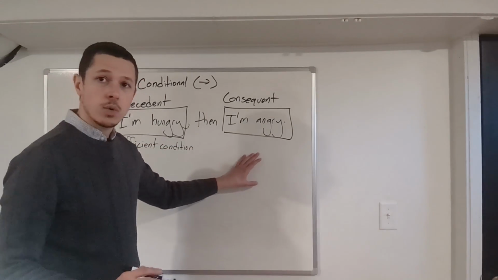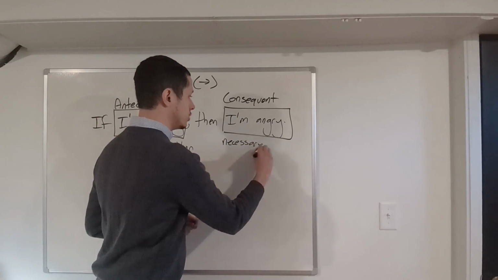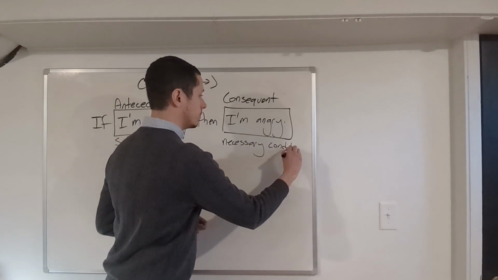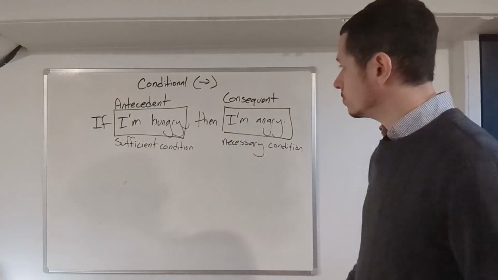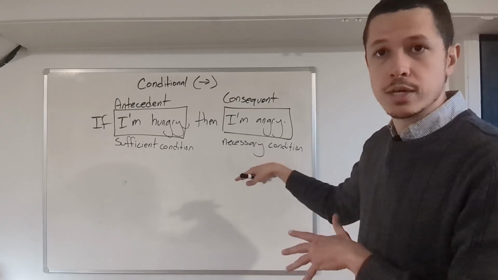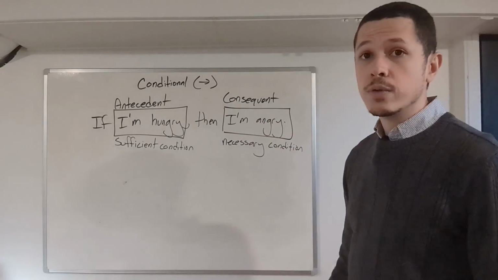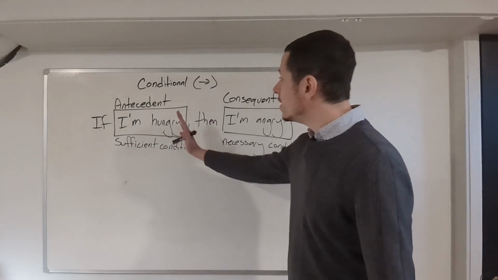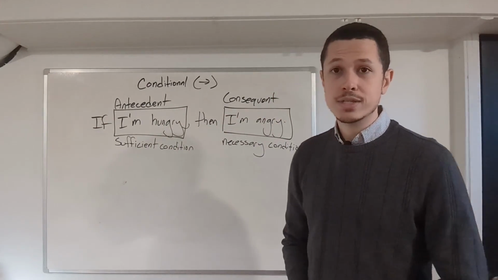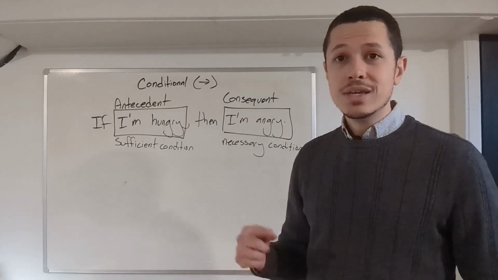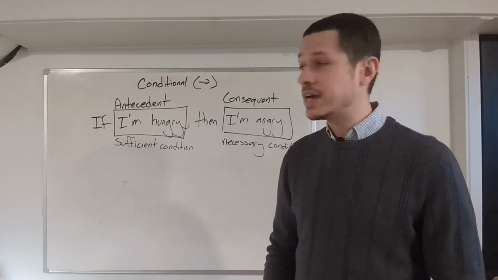And this consequent is what's known as the necessary condition. And there is a reason for that. So let's assume, for the sake of argument, that this conditional is true. So if I'm hungry, then I'm angry. The reason this is called the sufficient condition is because, according to what this conditional expresses, me being hungry is enough for me to be angry. It's sufficient, right? It suffices.